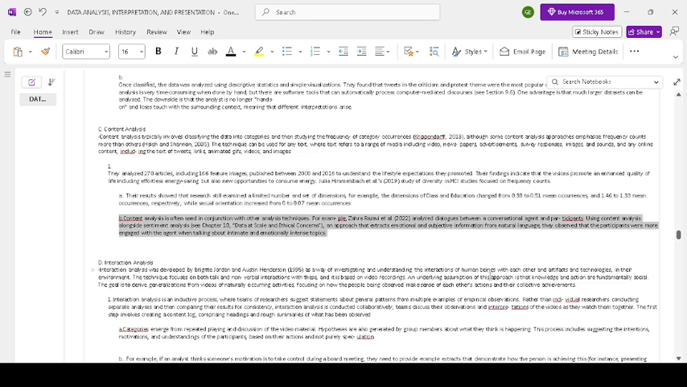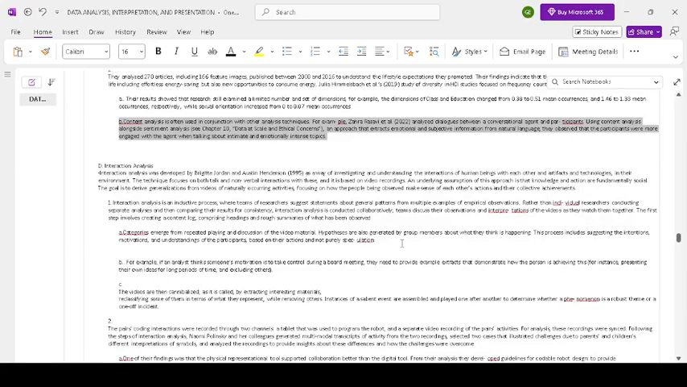Content analysis is often used in conjunction with other analysis techniques. For example, Zara Razavi analyzed dialogues between a conversational agent and participants using content analysis alongside sentiment analysis. So we will discuss sentiment in the next videos. But basically, you can combine content analysis with other types of analysis like this. After they get the conversation analysis, they try to categorize it. So once they zoom in, they are now zooming out.